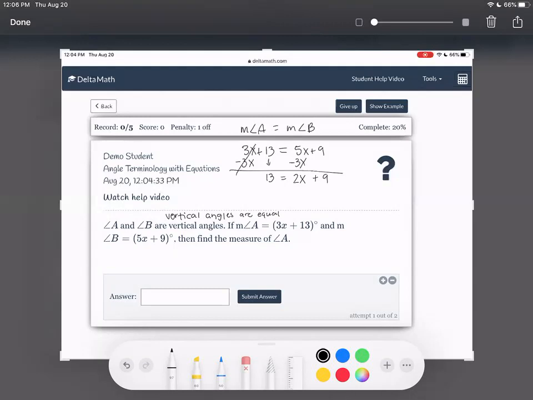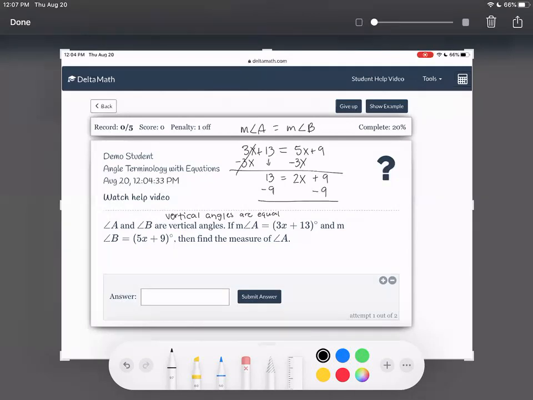Subtract both sides by 9. So right now it's a plus 9. To get rid of it, you do the opposite. You minus 9. Subtract 9 from both sides.